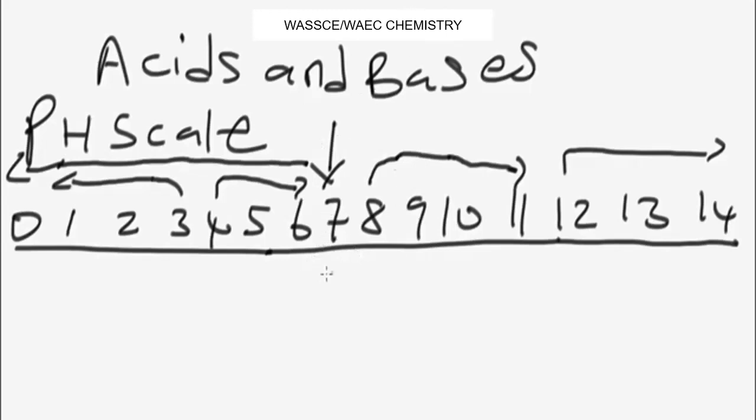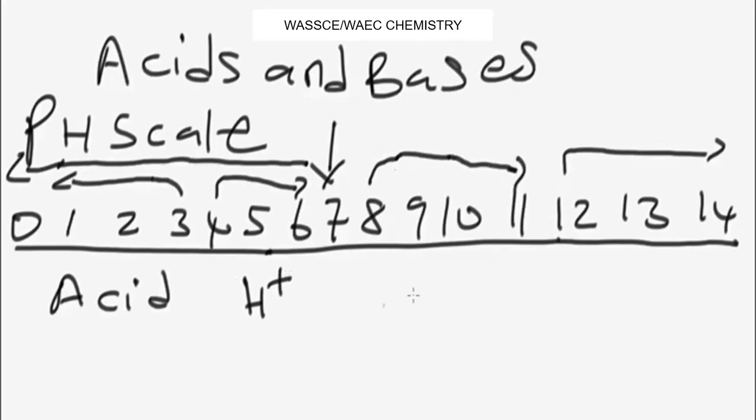Now let's look at the concept of an acid properly. An acid is simply a substance that dissolves in water to produce a hydrogen ion as the only positive ion. This is the general definition of an acid. It's a substance that dissolves in water to produce a hydrogen ion as the only positive ion.